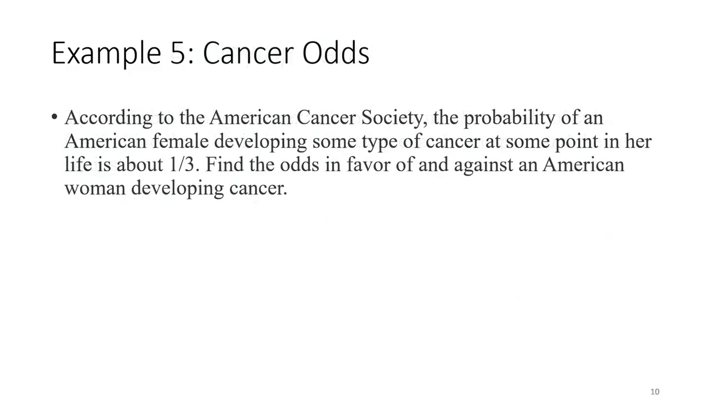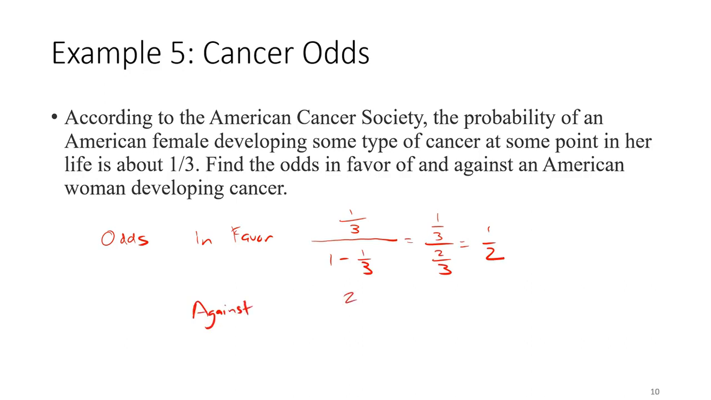According to the American Cancer Society, the probability of an American female developing some type of cancer at some point in her life is about 1/3. Find the odds in favor of and against a woman developing cancer. So in favor, well, the probability is 1/3 divided by 1 minus 1/3, which is 1/3 divided by 2/3, which is 1/2. Against, 2/3 divided by 1/3, just flipping this fraction here, and we get 2.